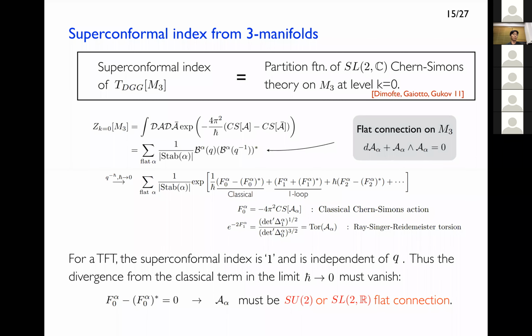This perturbative limit or small h bar limit is the same as the q goes to one limit. So for a CFT, this index actually diverges in this limit, and the divergence is basically captured by this classical term. For a TFT, this divergence must vanish. If so, then this partition function will become finite in the limit q sent to 1. And this classical part, or the divergence term, can vanish only if all flat connections A_alpha are either SU(2) or SL(2,R) flat connections up to conjugation. Therefore, for the T_DGG theory flowing to a TQFT, the flat connections on the corresponding three-manifold must satisfy this reality condition, because of this property of the superconformal index.